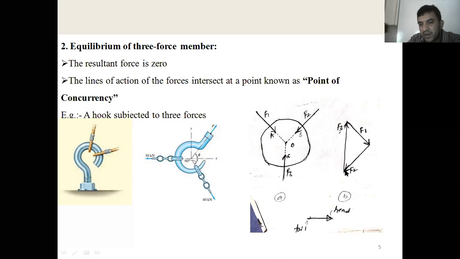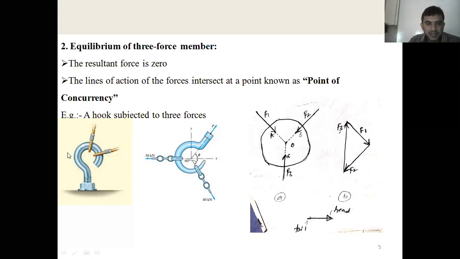Then from the head point here, draw a line for the next force. What is the next force? F1 over, F2 over, next force is F3. Draw a line parallel to F3. The length of the line shows the magnitude, the arrow mark shows the direction. Now it should be a closed polygon. Then only can you say there is no resultant force acting here. The body has those three forces acting at a point, called the point of concurrency. Then the body subjected to three forces should be in equilibrium.